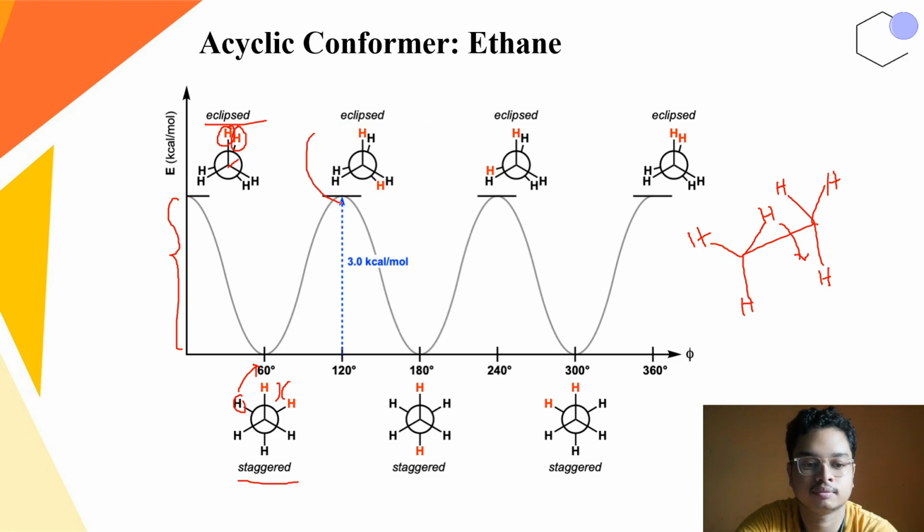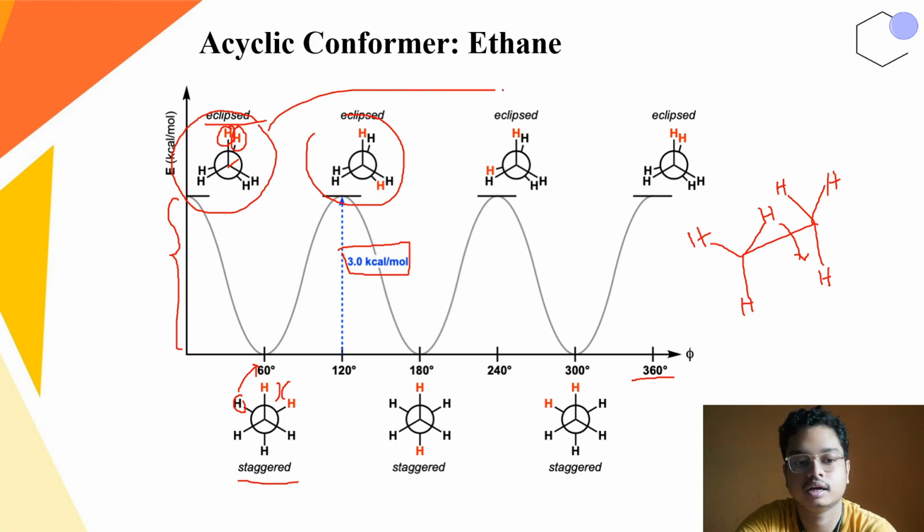an eclipse conformer, and again the energy gap will be higher, and the energy gap between these two conformers is 3 kilocalorie per mole. Okay, and this particular pattern is repeated throughout the 360-degree rotation of this particular bond, and after 360-degree rotation we get our same conformer back. So this is the simple ethane conformers energy profile diagram, where ethane can be present in two different conformers.